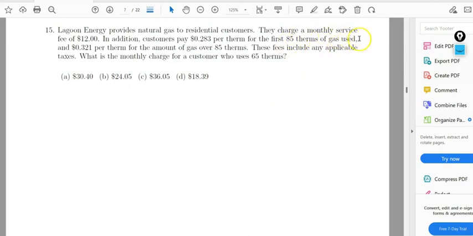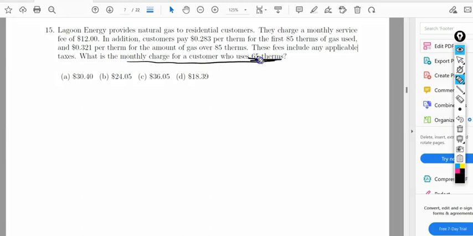Okay, so they charge a monthly service. And the question here is, what is the monthly charge for a customer who uses 65 therms? Okay, so first of all, we have the monthly service of $12. Then, in addition, the customer pays $0.283 per therm for the first 85 therms. So if you're using 65 therms, we'll be in there.